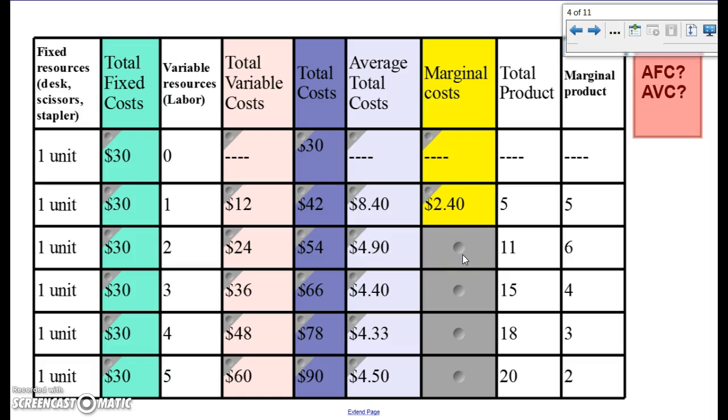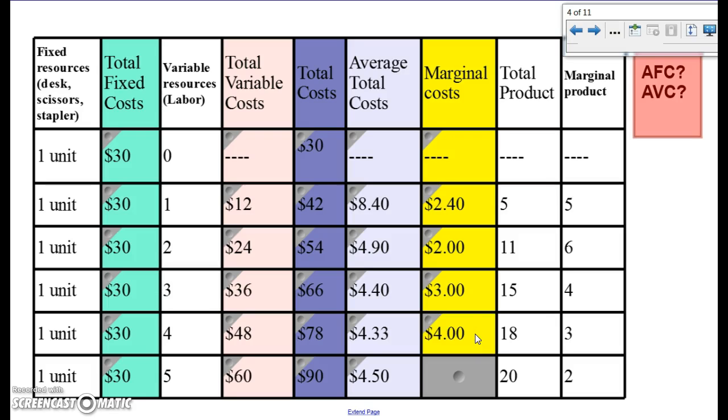All right, here, again, total cost changed by $12. My variable cost changed by $12. We're going to divide that not by total product, but by the change in output. Okay, we spent $12 more, and we got 6 more paper links, so the marginal cost was 2. When we hired the third worker, we spent $12 more, and we got 4 more paper links, so the marginal cost is 3. Fourth worker, we spent $12 more, we only got 3 more links.